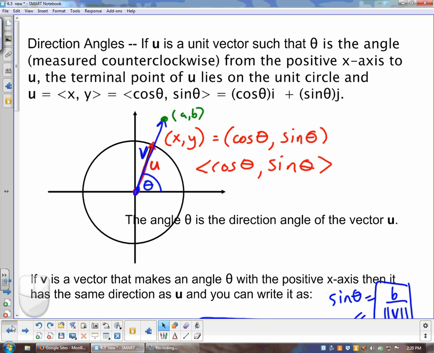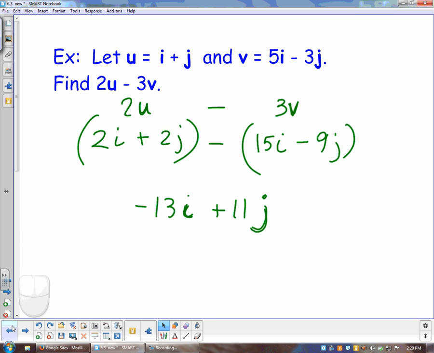Okay, and we're going to stop at this point, and we'll get into direction angles next time. So at this point, you have some additional work to do for this assignment.